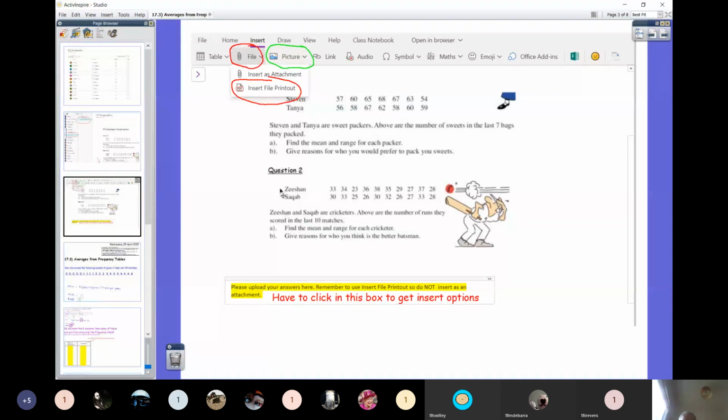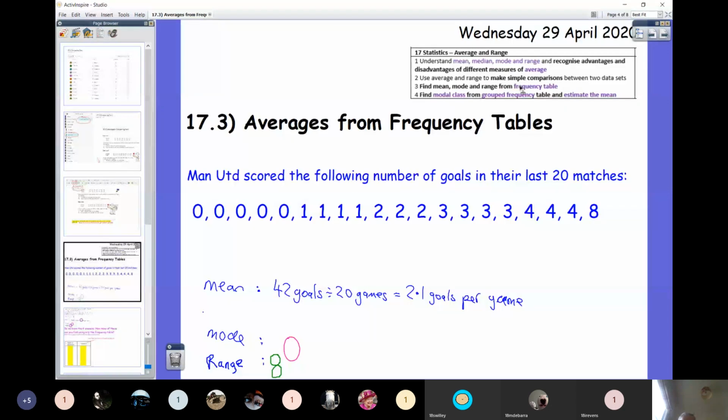Okay, so moving on to today's lesson. We're going to be looking at averages, but we're going to be building from what we've done in the past. This is just a really quick example of something we've done before. If you were working out the mean average from a whole list of data here, you would add up all of those numbers, and just take it from me, that comes to 42. You would then divide it by the number of games that Manchester United had played, which is 20. So you'd say 42 divided by 20, and that would give you 2.1 goals per game.